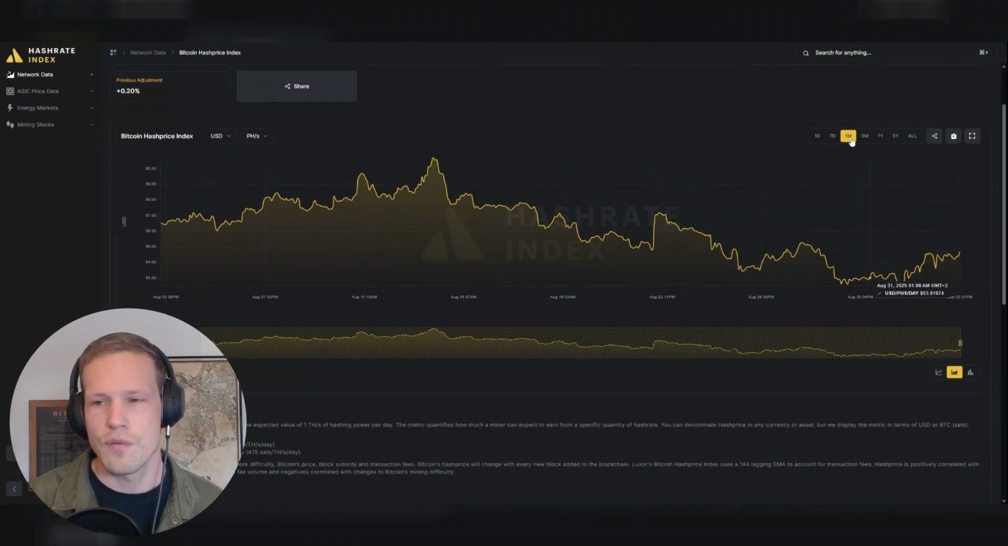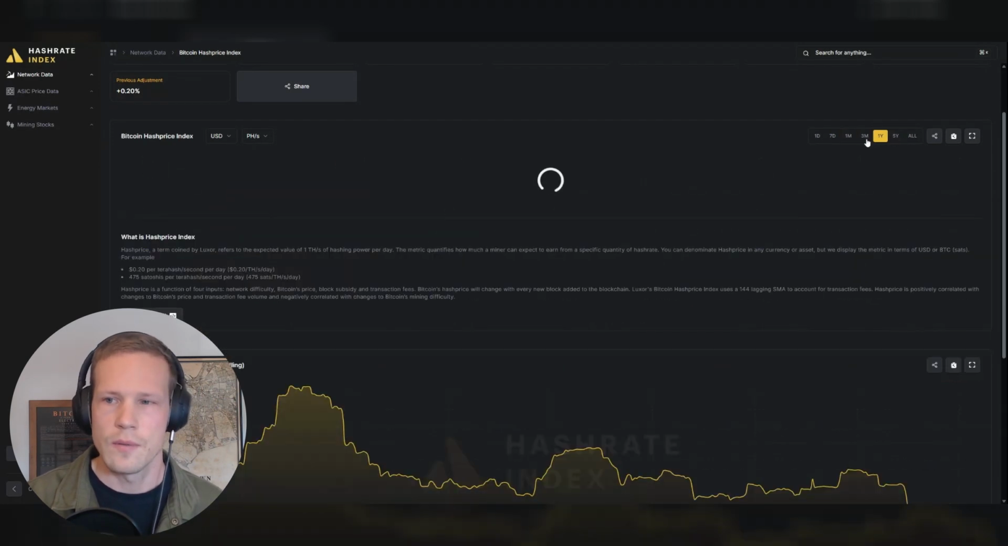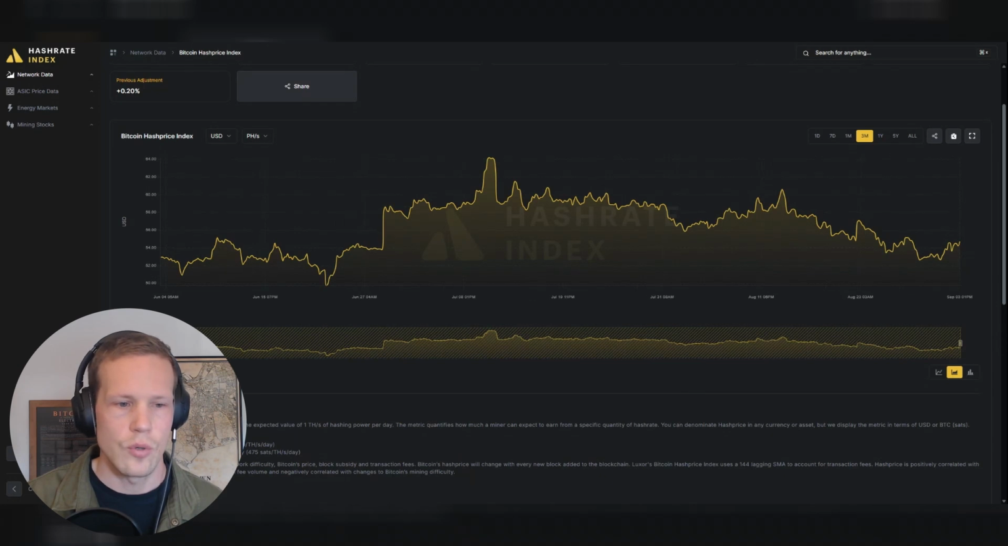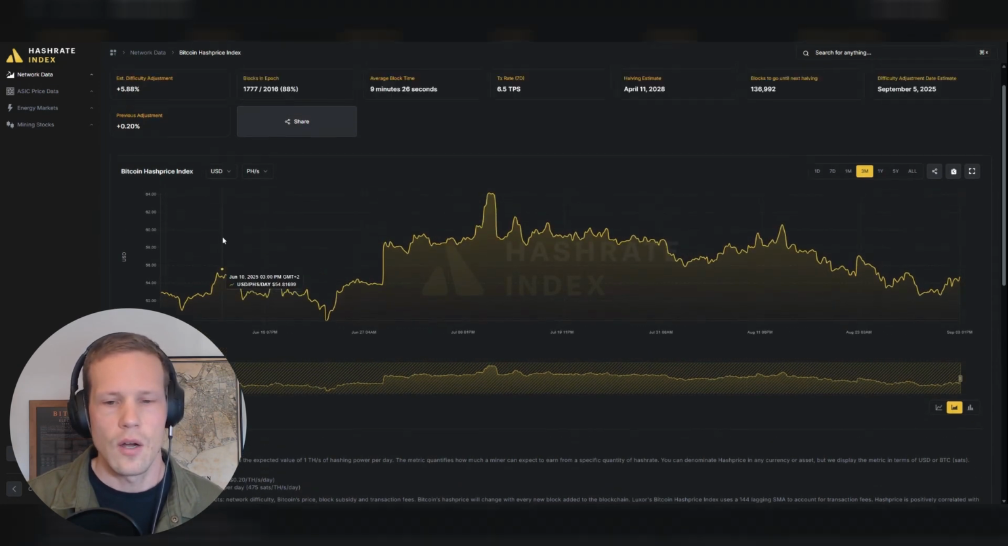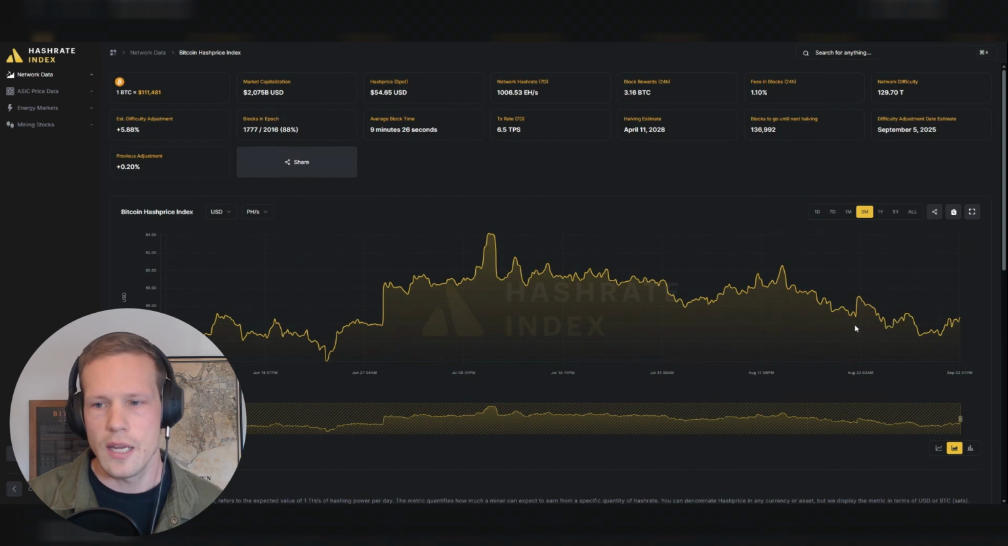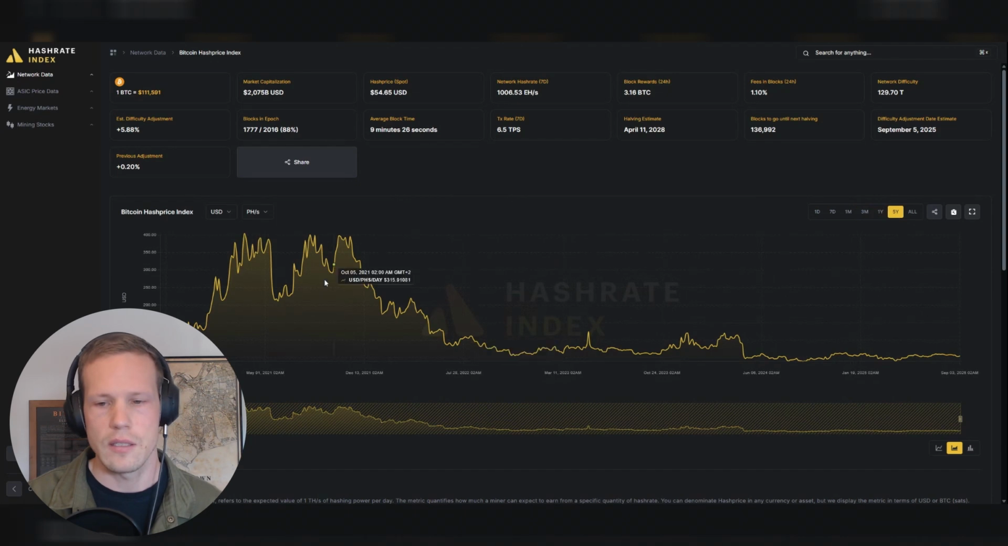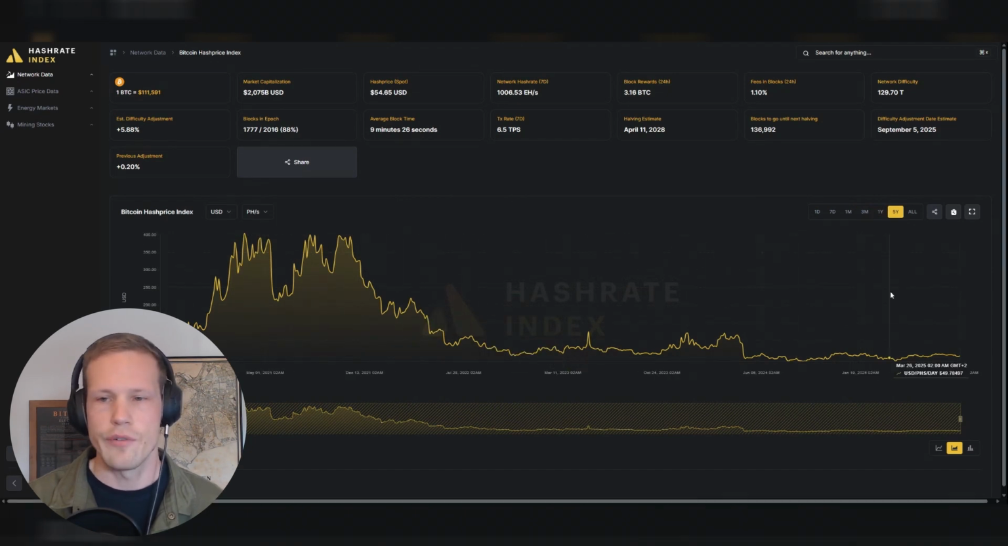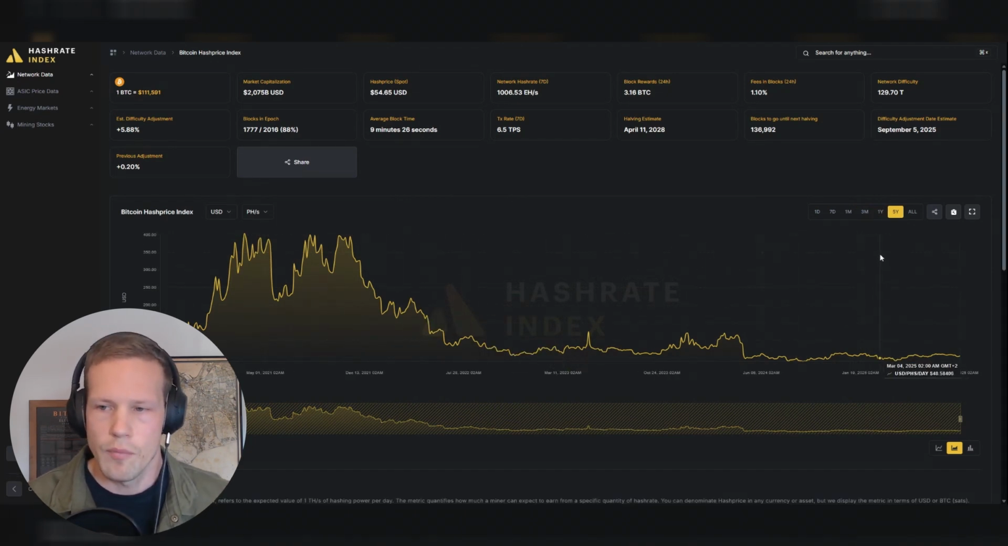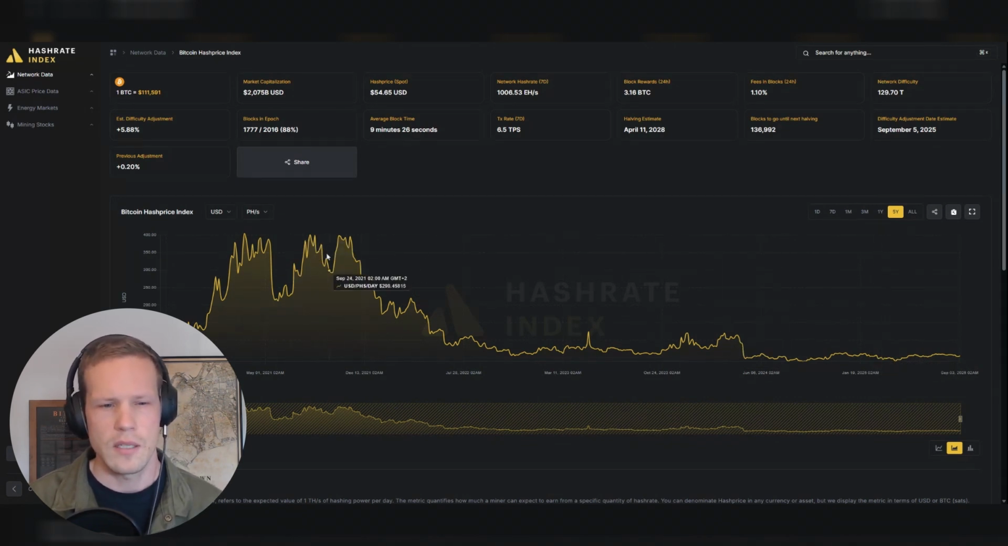Down here, we have the hash price graph over the last month. We can switch this to 5 years. We can go to 1 year, 3 months, and then we can also have our own range down here. Now, you can see already that this graph is super volatile. If we go to the 5 years, this is a very, very volatile graph. And the volatility mainly comes from the Bitcoin price increasing and decreasing, right? You can see this kind of mimics the 2021 time where the Bitcoin price graph looked very similar.